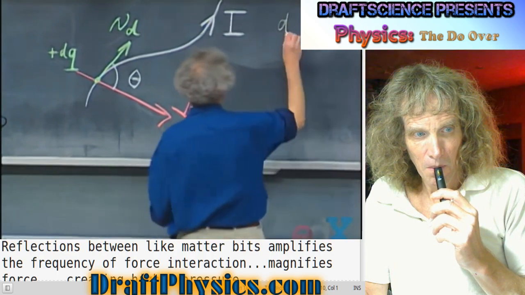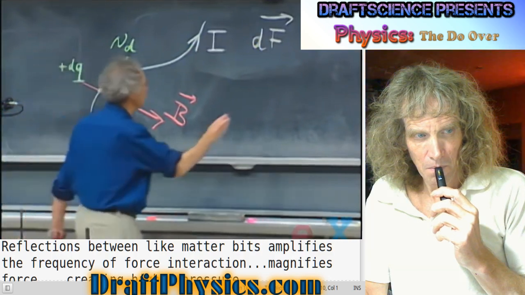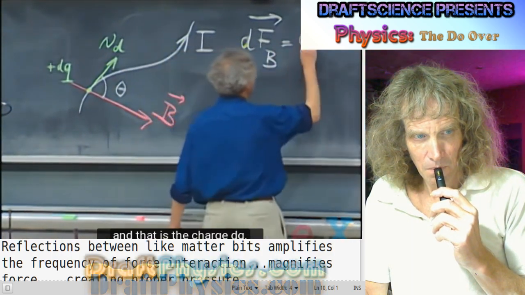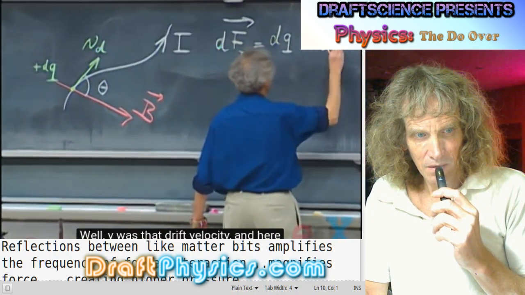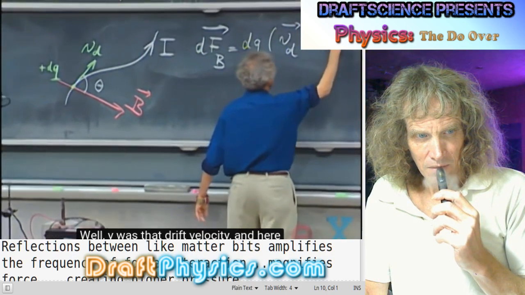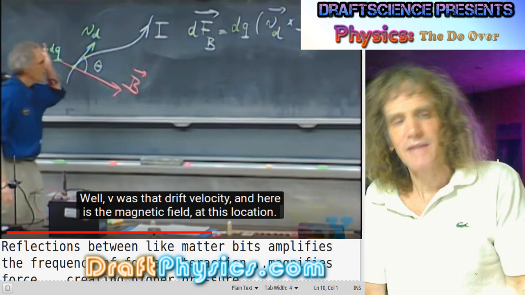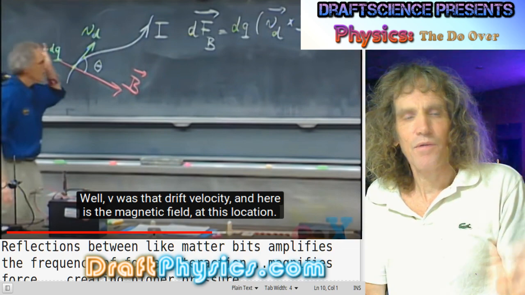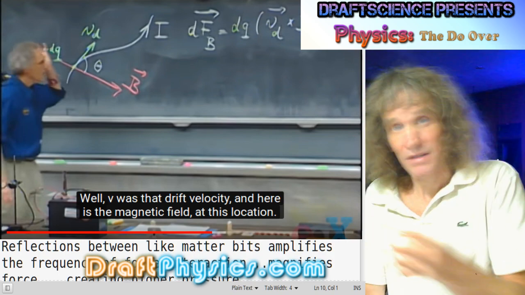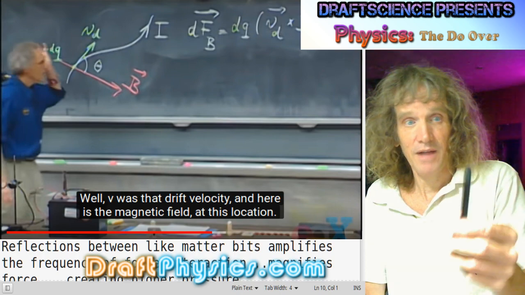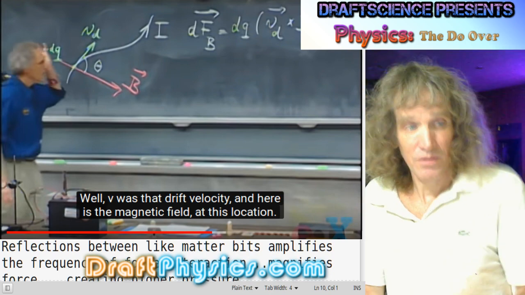So on this charge, there is a force, dF, this magnetic force, and that is the charge, dq, times v cross B. Well, v was that drift velocity, and here is the magnetic field at this location. So the drift velocity is just another way of quantifying the voltage. The drift velocity would increase as you increase the voltage, and so they're just using this drift velocity as a way of putting a number on voltage, but it's just voltage.